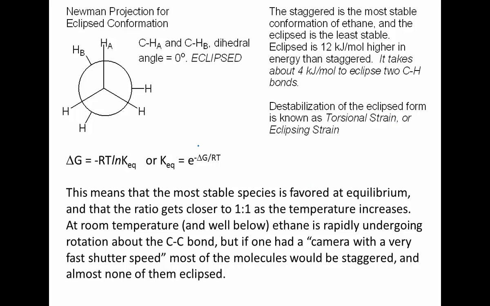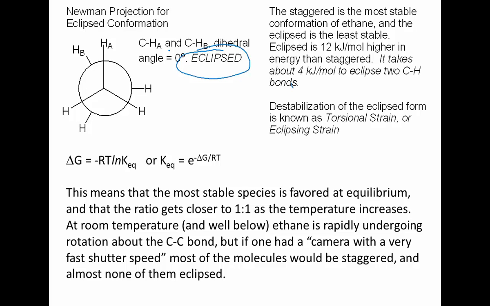Much harder to draw is a Newman projection for an eclipsed conformation. This doesn't look perfect, as you can see. Everything has to be skewed. If it was a perfectly eclipsed conformation, HA and HB would be right on top of each other. Okay, in an eclipsed conformation, when the two species that we're looking at overlap perfectly, the dihedral angle is 0, we just use the term eclipsed to describe that relationship.